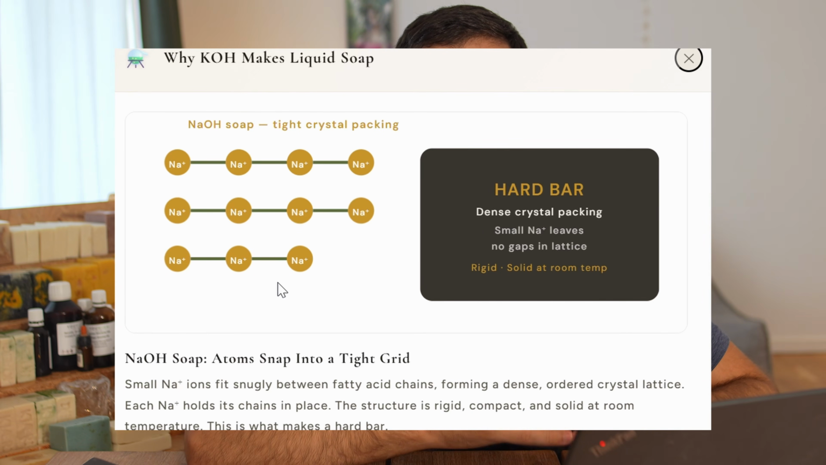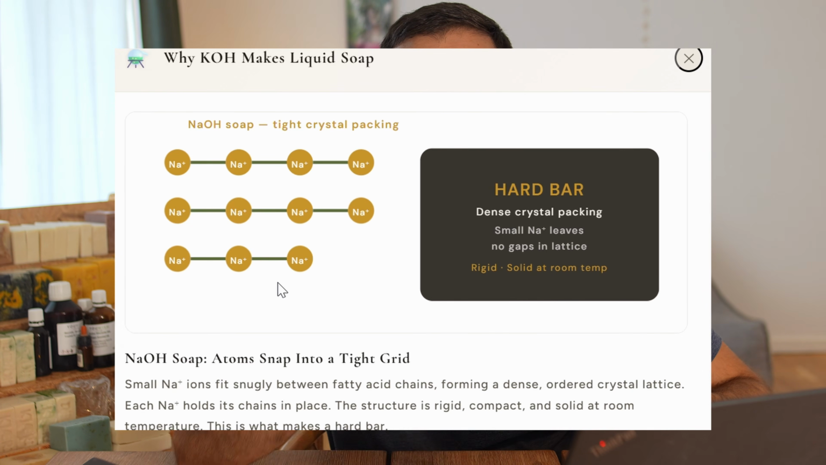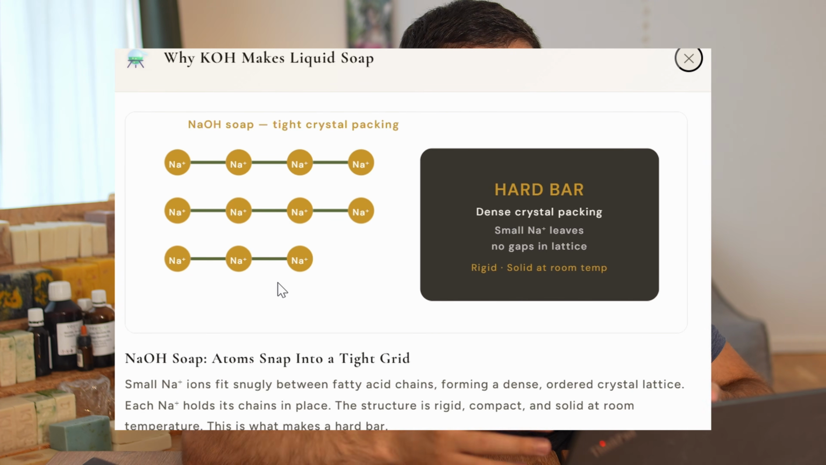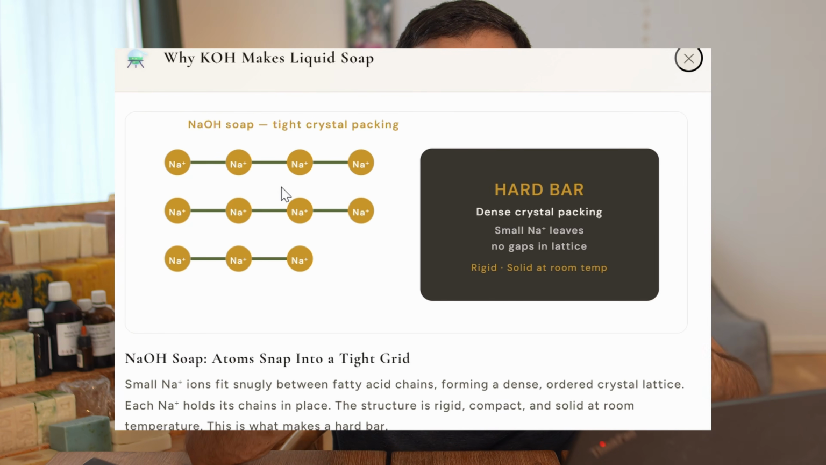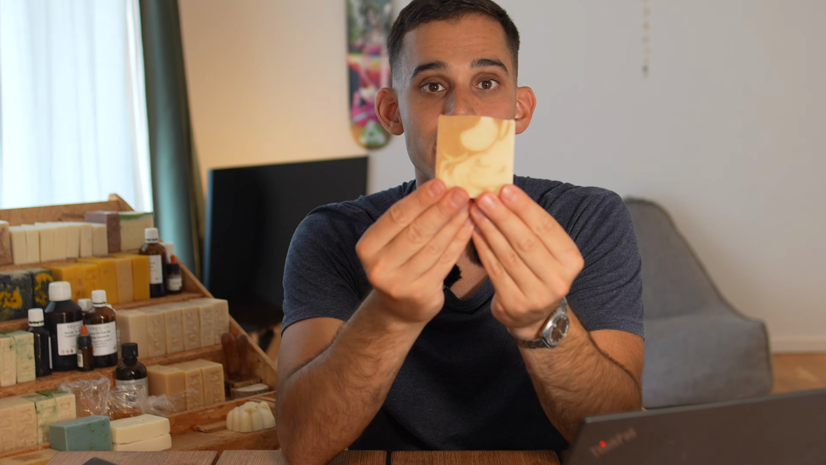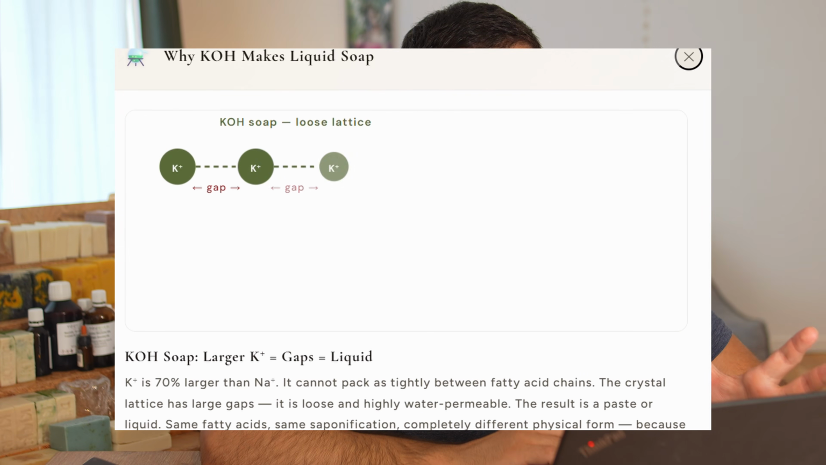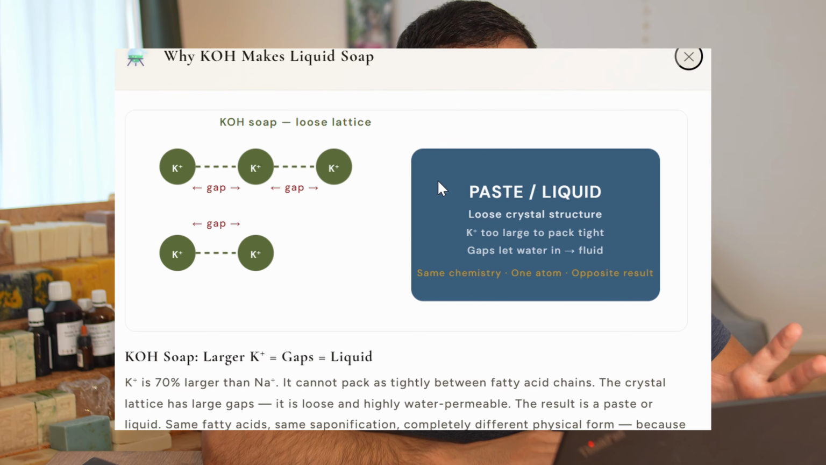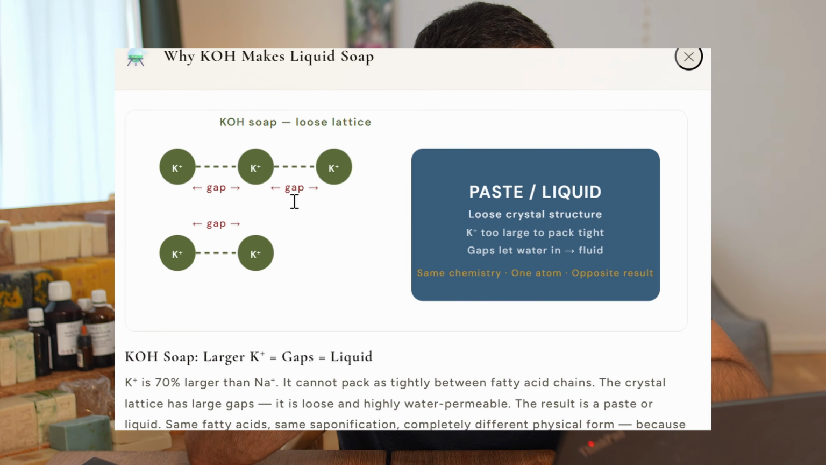Basically, when oils react with sodium hydroxide, they create the sodium salts like sodium oleate and sodium laurate and so on, and those create very dense crystals. That's why you get this beautiful solid structure here. While potassium hydroxide basically creates these very loose crystals, and the crystals cannot pack as tightly, and there are large gaps between the crystals, and that's why you get a softer type of soap, which is what leads to a liquid soap.